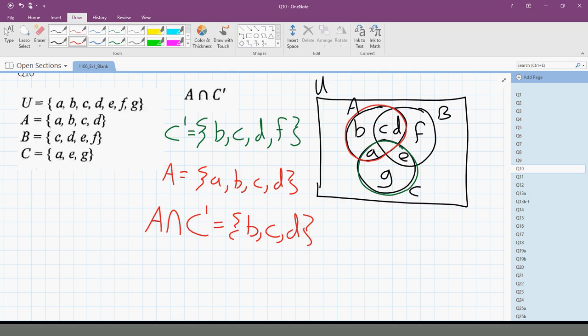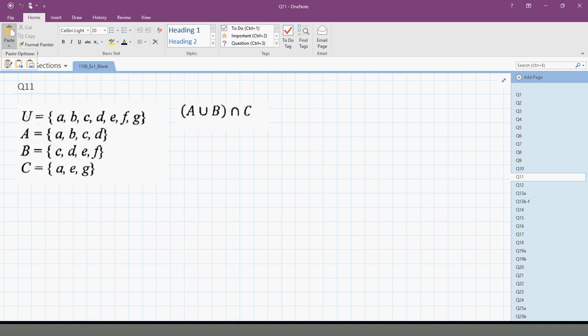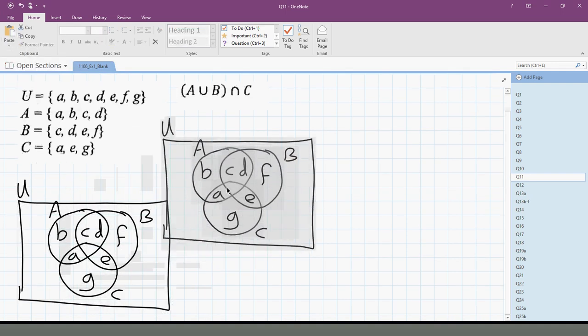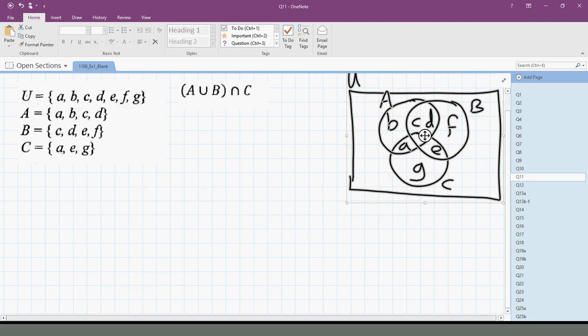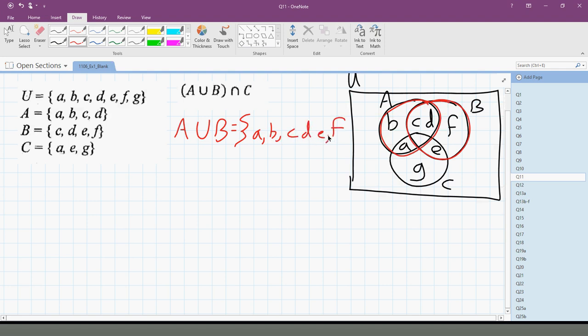So much easier when you have that Venn diagram to follow along. All right. So let's drop in our Venn diagram again. Move it up right over here. Okay. So what are we going to do now? A union B first. So A union B. We're looking at these two circles right here, and we're going to put them together. So that gives us what? A, B, C, D, E, F. There you go. Done. Put a squiggle down the end.